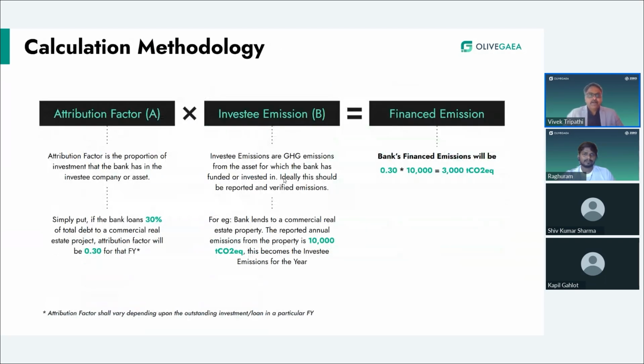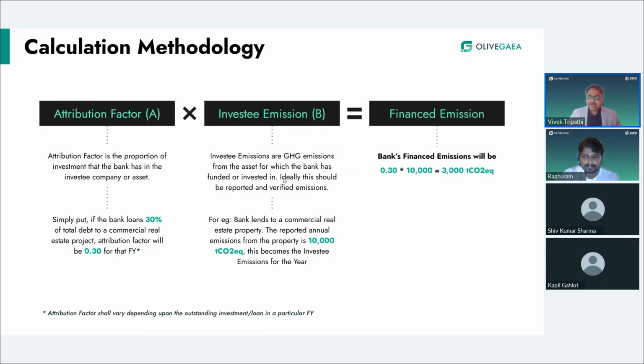Moving on from here. Once we have looked at the bank's asset book, you know very clearly, out of the bank's total balance sheet or asset book of, let's say, $1 billion, how much money the bank has put into listed equity, mortgages, commercial real estate loans. So you know very clearly that out of this $1 billion investment the bank has done, it has gone into these various different assets. Now, the basic calculation methodology is very simple, right? You need to find the attribution factor, look at the investee emission, and the multiplication of those two factors would give you the financed emission.